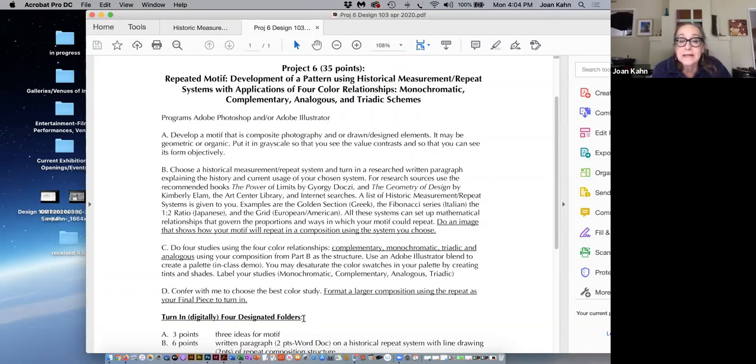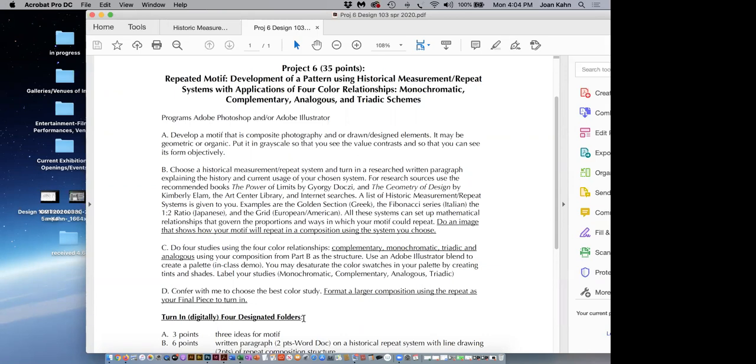And then D was the one that we were always printing. We always printed, but now we're not printing them for this project because you don't have access to printers very easily unless you have one at home. So you're just going to make it a bigger composition, something bigger and more impressive than your studies. Confer with me to find the best color study and format a larger composition using the repeat as your final piece to turn in. So I'm actually asking you to choose which one you like the best.